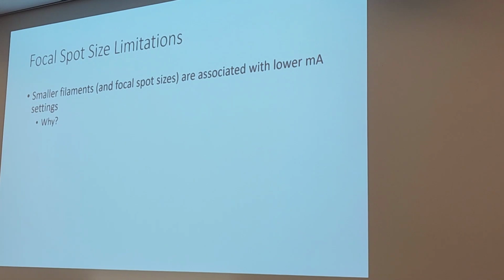Smaller focal spot sizes, we can really only use with lower mA, lower mass. Why are we restricted to lower mass on these small focal spots? Why do we have this restriction for small and not for large? Because bigger mass might be bigger. Go ahead. The heat is more concentrated. The heat is more concentrated if you're looking at a smaller area.